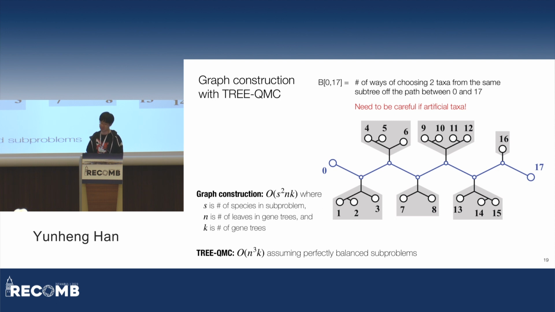The algorithm could be more complicated than I just introduced when there are artificial taxa, because artificial taxa represent a set of input taxa. However, this algorithm can be done in order of s squared times n times k time, which is efficient, where s is the size of the subproblem, and n and k come from the size of the input dataset. Finally, TREE-QMC has a complexity of n squared times k, which is more efficient than n cubed times k, which is more efficient than n to the 4th power times k if using the original wQMC method, when assuming the problems are subdivided nicely.